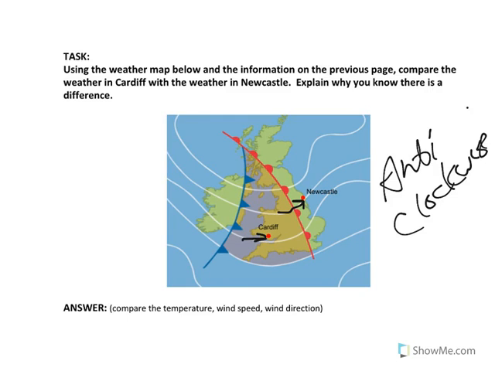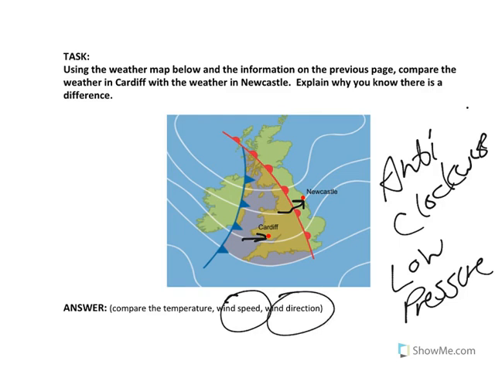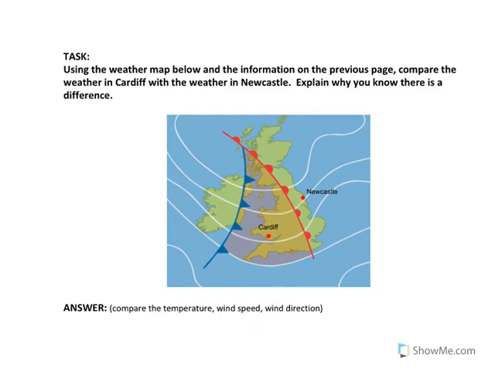I would even add, I'd go further in saying I know this because winds travel in an anti-clockwise direction in a low pressure area. So what have I done so far? I have talked about wind speed and wind direction, and I've given a reason for how I know there's a difference. So let's bring in the third bit, let's talk a little bit about temperature.